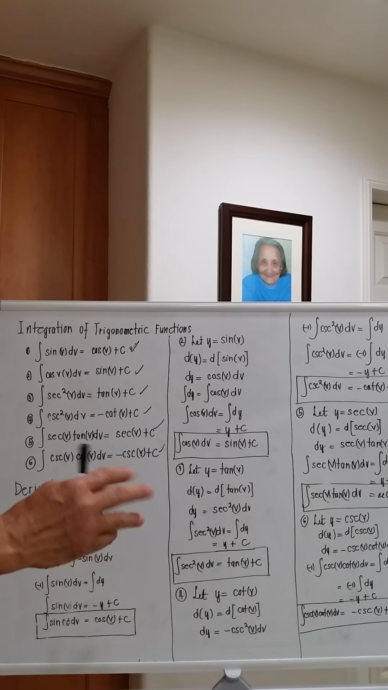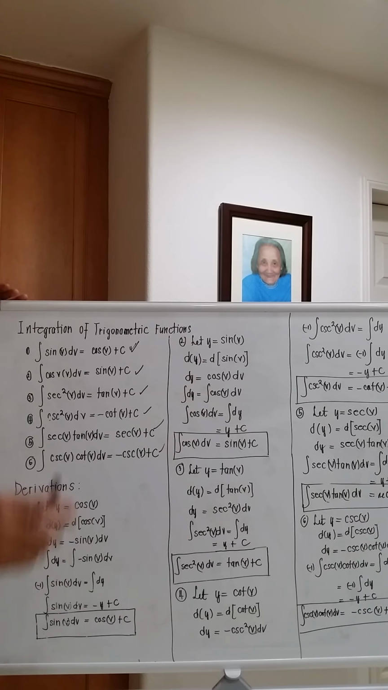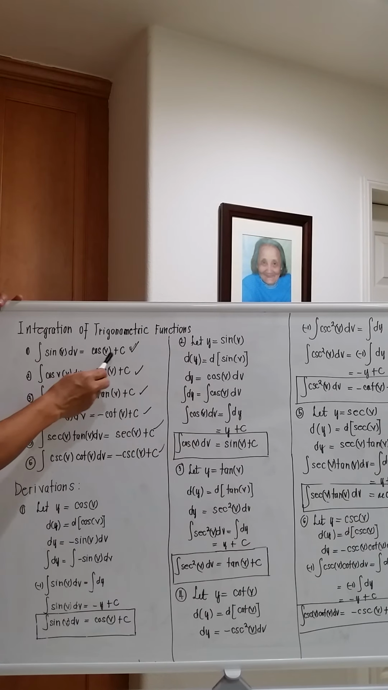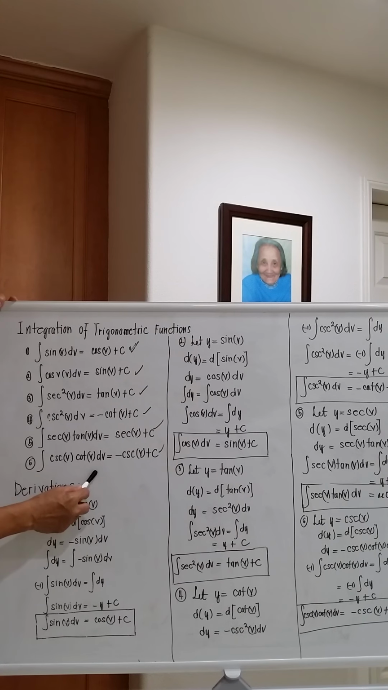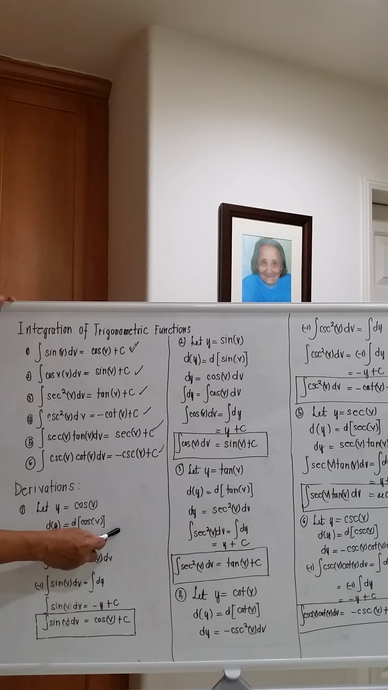Okay, I check my camera. We will bring out the derivation. We will bring out formula number 1. Derivations. For number 1, we will let y equal to cosine of b. That's our representation. Take the differential of both sides. The differential of y equal to the differential of the right hand side.